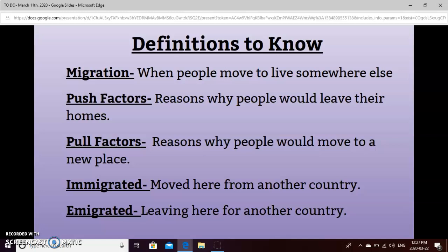So as we discussed, immigrated means you move here from another country. That would be somebody who moved to Canada from another country. Emigrated is when you're leaving Canada to move to another country.